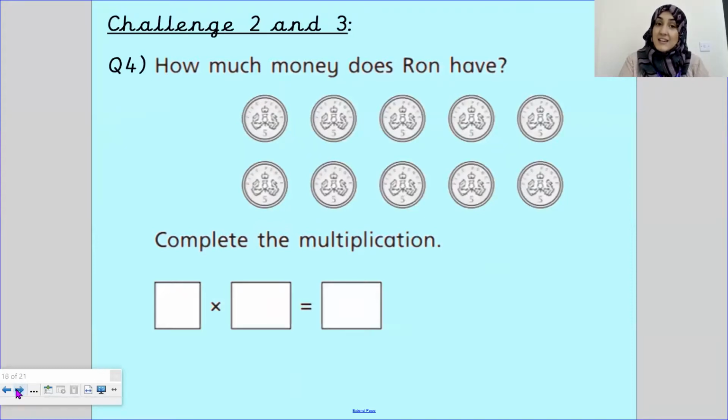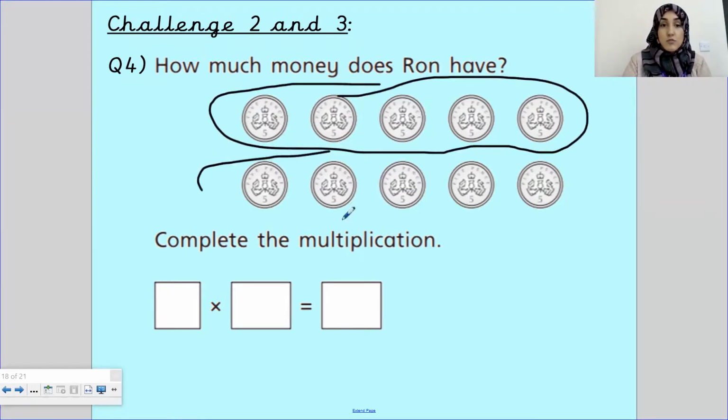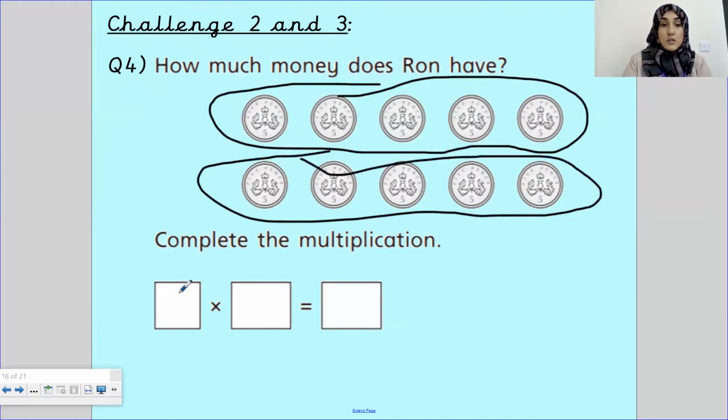Challenge 2 and 3, question number 4. How much money does Ron have? So we've got some lovely 5p coins here. You need to count how many he has altogether and complete the multiplication sentence. Now remember, you could either do it in rows. So there are 2 rows or 2 lots multiplied by how many are in each.